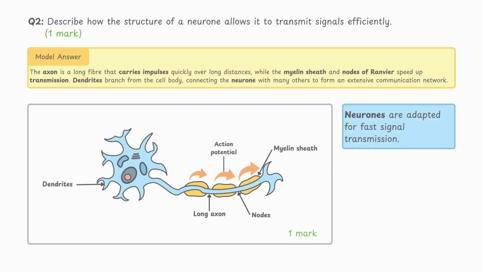A clear answer would be that the axon is a long fiber that carries impulses quickly over long distances, while the myelin sheath and nodes of Ranvier increase the speed of transmission. Dendrites branch out from the cell body, connecting the neuron with many others to form an extensive communication network.